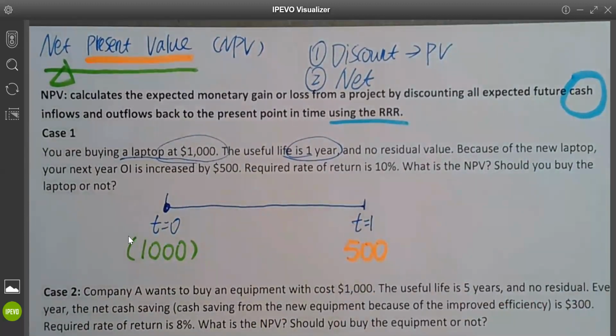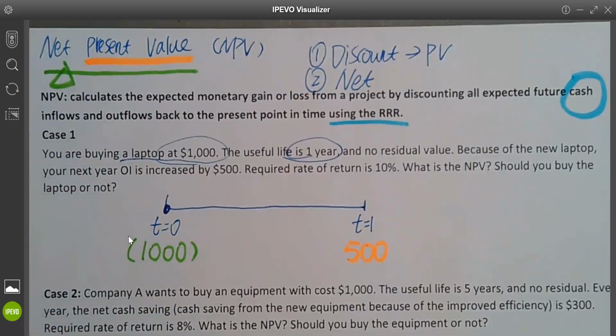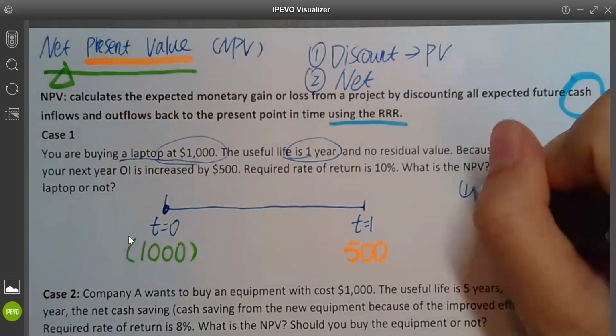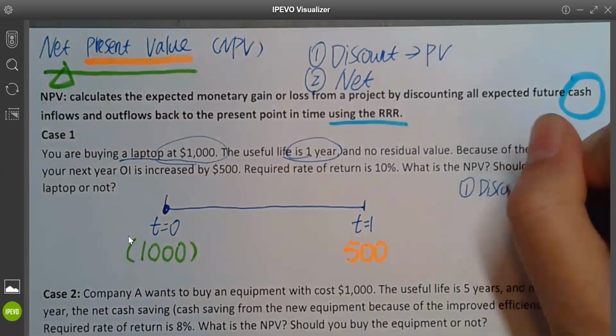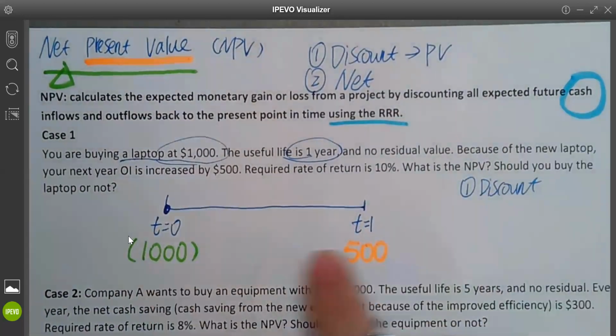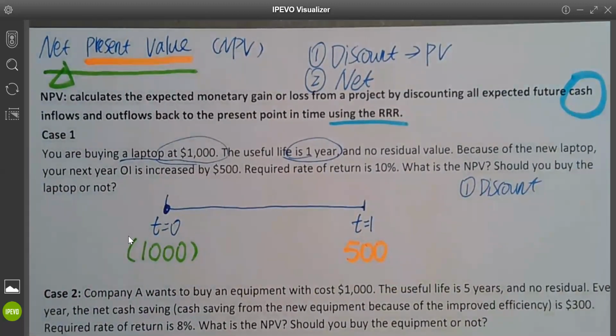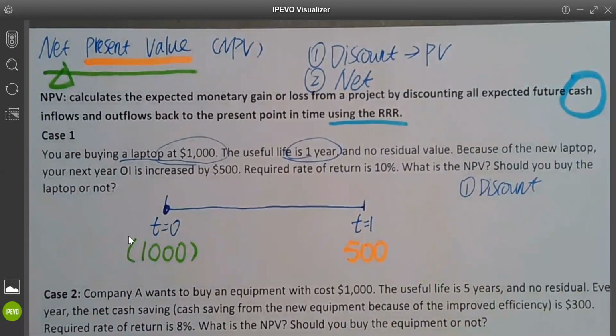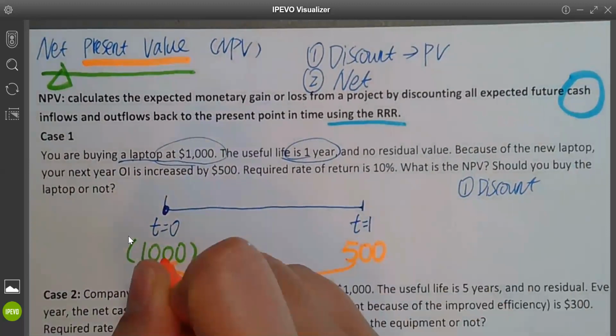Required rate of return is 10%. Should you do it, yes or no? Even without learning this, you should know it's not a good deal, right? But let's just practice. How do we get our NPV? We said the first is we discount. You cannot say 1,000 minus 500. That's not right.